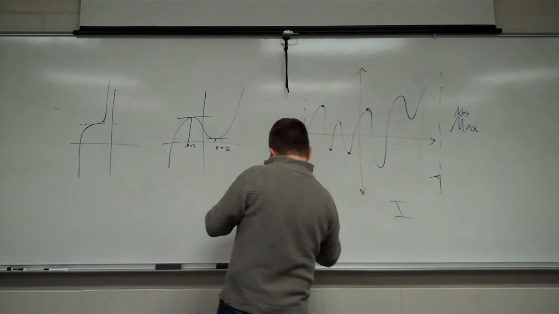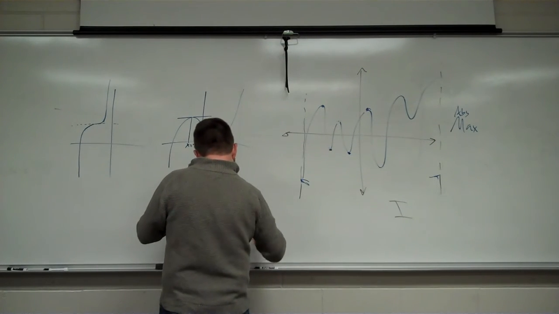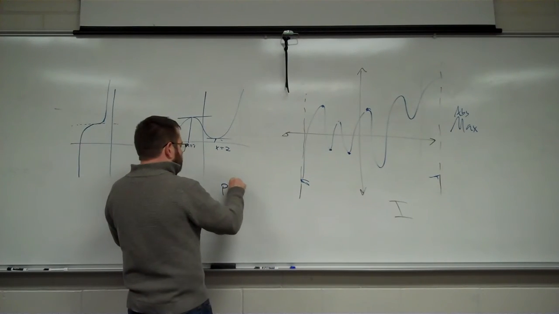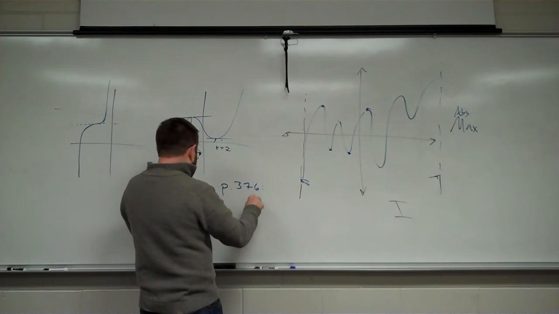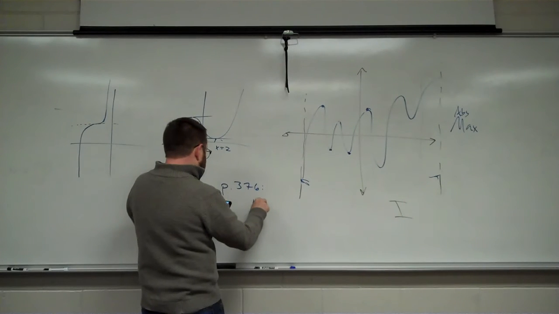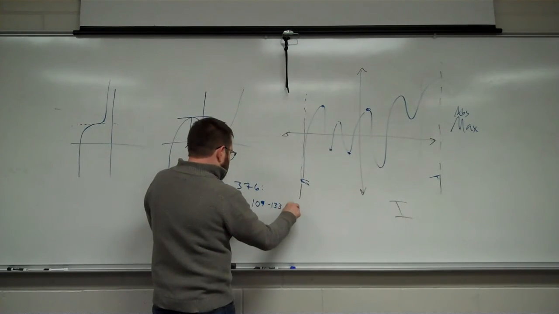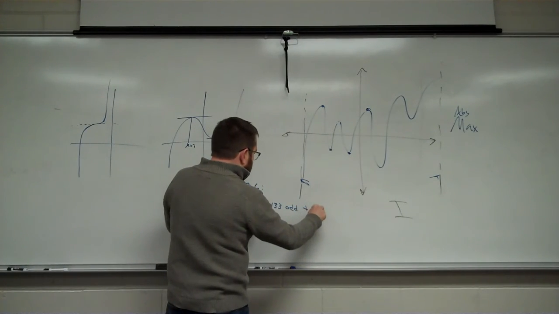Could it be page 376? That sounds right. We're definitely past 364. Yep, 376 is where we are. Page 376, you're just doing numbers 109 through 133 odd. And you're also doing problem 141.